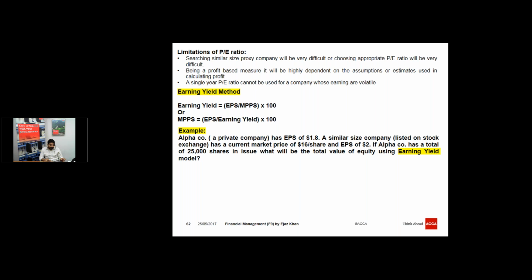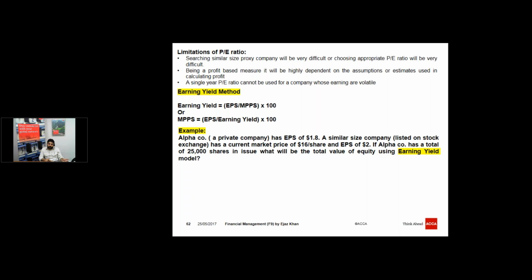A single year price earning ratio cannot be used for a company whose earnings are volatile. If a company's earnings are changing every year and it doesn't give constant earnings, and you use a 1 year price earning ratio, which reflects only a single year's earning, it might give us a wrong value for the company. If a company has stable earnings, we can use the price earning ratio. But if it has volatile earnings, and we still use a single year price earning ratio, we might come up with an abnormal value of the business.